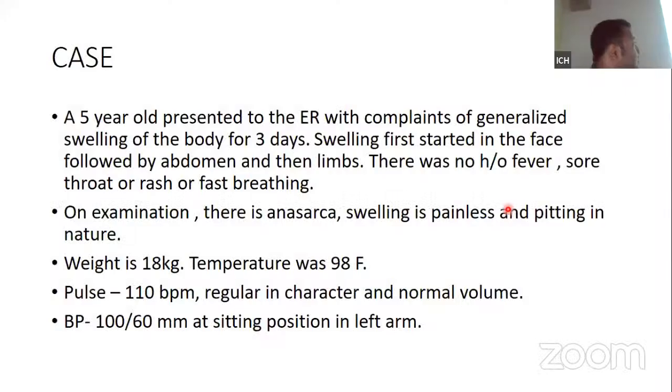I will be talking about a case first. A 5-year-old presented to the ER with complaints of generalized swelling of the body for 3 days. Swelling first started in the face, followed by abdomen and then limbs. There was no history of fever, sore throat, rash, or fast breathing. On examination, there is ANASARCA.